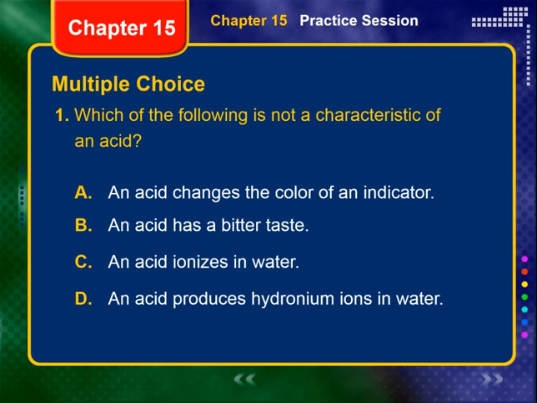But here we go. Which of the following is not a characteristic of an acid? B. An acid has a bitter taste. No, it does not. Remember, bases have bitter tastes. Our word acid actually comes from an ancient language for sour taste. It actually means sour. Like when someone says this is acidic, they're actually saying this is sour.